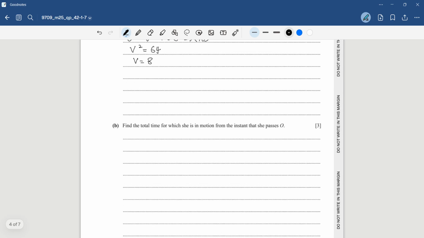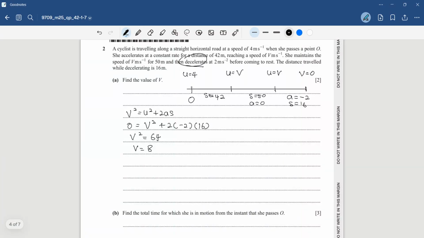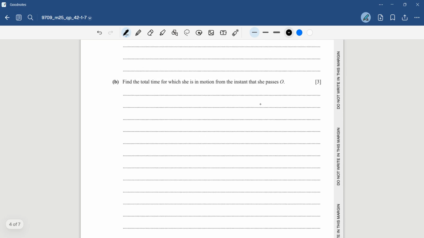Okay, find the total time for which she is in motion. That means they need to find the total time for her from here, all the way until here. So for this I'm going to use the help of the vt graph. Because I don't know the information, I can represent it with the graphical method. It's a bit helpful for me to understand the situation. Since they said u equals 4, I just draw the basic vt graph. It doesn't have to be perfect, just a basic and simple one is fine.